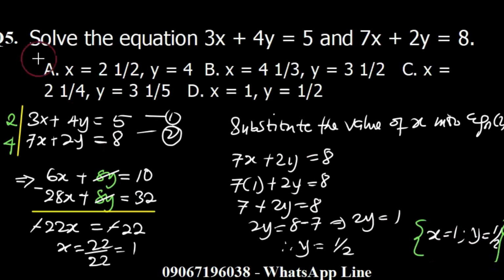Now let's look at the options to see the one that best suits. x is equal to 1 and y is equal to 1 over 2. So option D is the best answer. You can see that is the answer to what you've looked at. So let's move on to the next question.